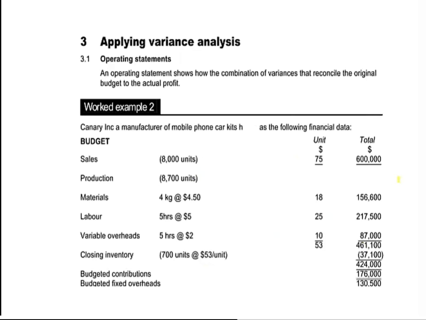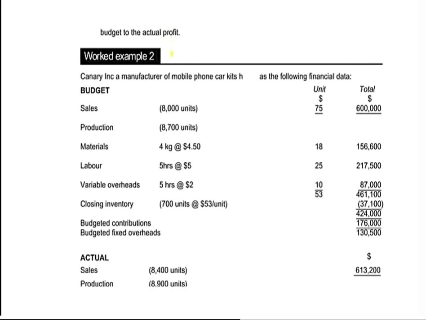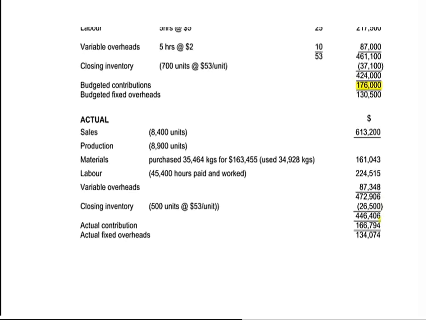Once we have calculated all of our individual variances, then we're going to pull them all together in an operating statement, and that will show how we get from our original budgeted profit down to the actual profit, looking at the explanation for the differences. So in worked example 2, we have got a company manufacturing mobile phone car kits, and we're given some information about the budgeted results. So budgeted contribution was 176,000 and actual contribution was 166,794. So we've got just over 9,000 less of contribution.